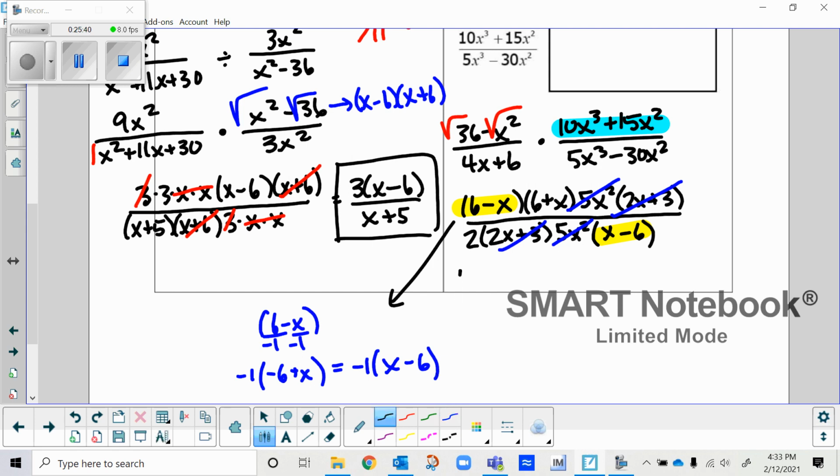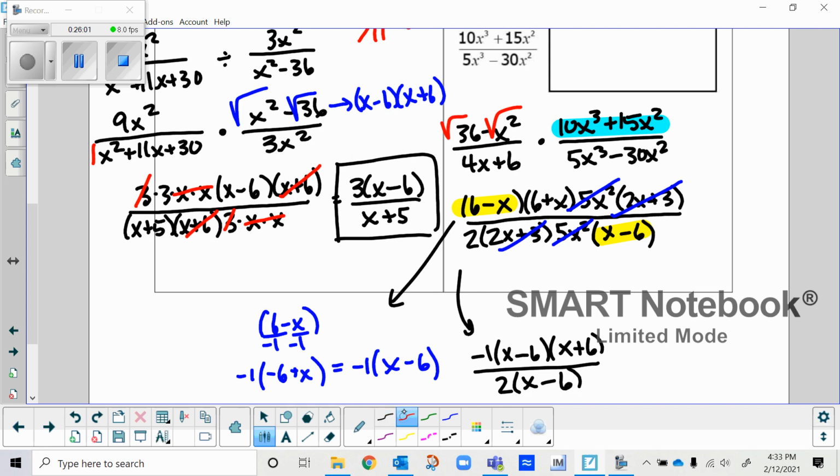So now let's rewrite this as, instead of 6 minus x, -1 times x minus 6. And then we still have the 6 plus x on top. Or we can even rewrite that now if we wanted the x first, over 2 times x minus 6.